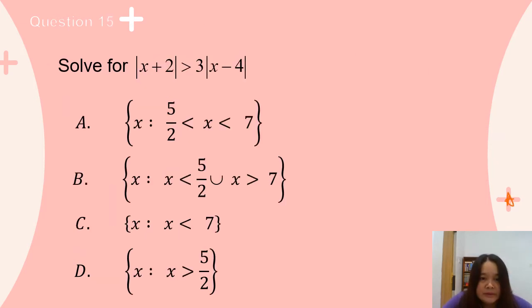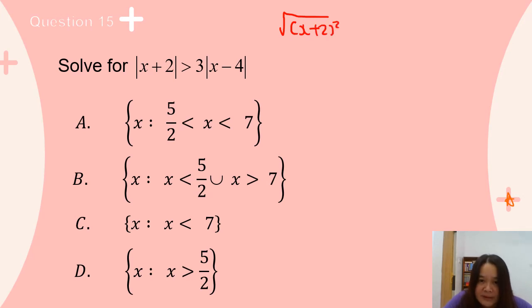Okay, so this question is to solve an absolute value inequality with both sides absolute. So what you have to do is use the method of squaring both sides, because we have the absolute sign on both sides. So before we square, we convert it into the other form first.